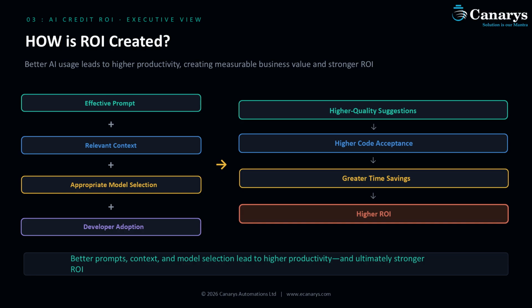So what actually creates ROI? ROI doesn't happen simply because GitHub Copilot is enabled. It comes from using Copilot effectively. Developers need well-structured prompts, relevant context, the right AI model for the task, and consistent adoption across the team. These inputs lead to higher quality suggestions, more accepted recommendations, and greater time savings. Those productivity gains translate into measurable business value, which ultimately drives a stronger return on investment. The next question is, how do we measure whether this value is actually being created? Let's look at the key metrics that matter.